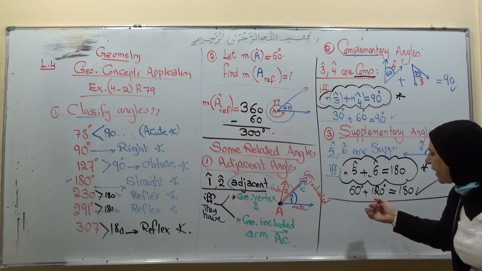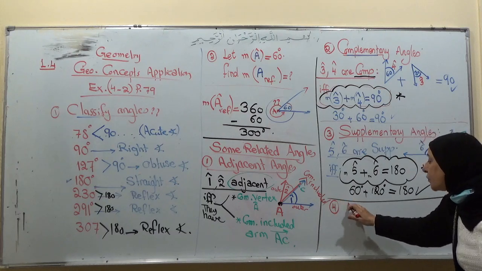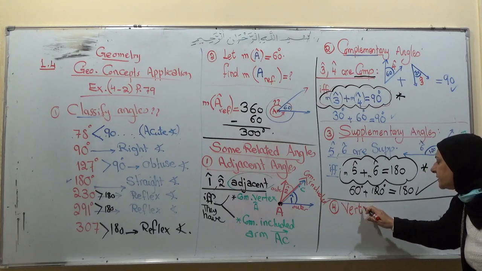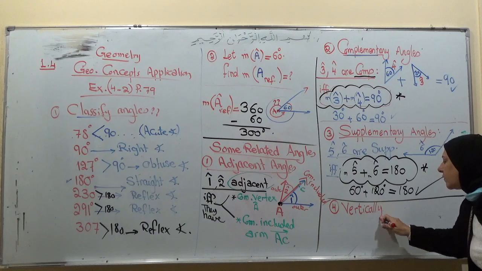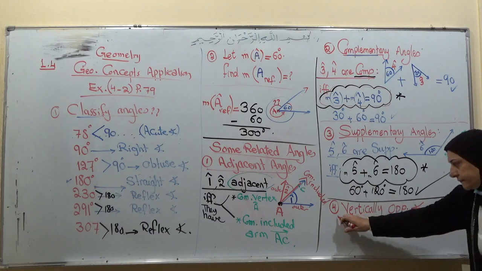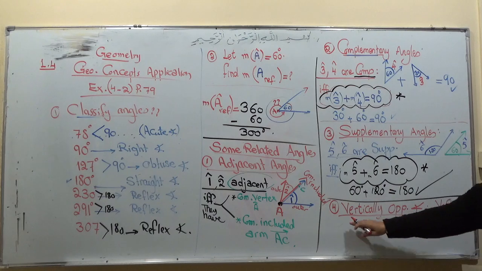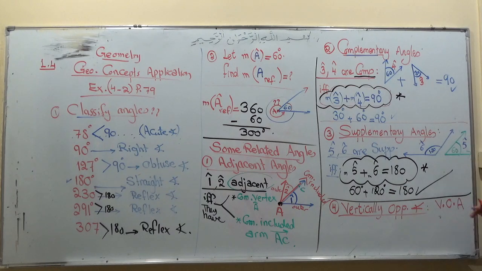Number 4, we have the last one: vertically opposite angles. The abbreviation is VOA. Don't forget this, because I will use it usually. I won't write vertically opposite angle next time; I will write VOA.